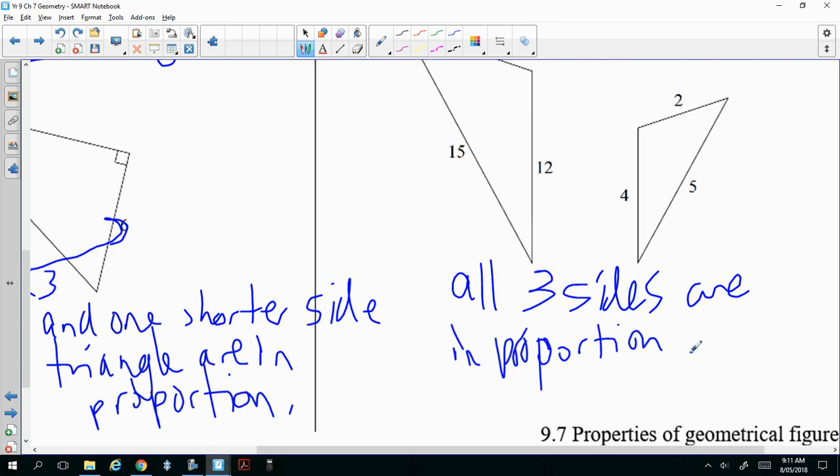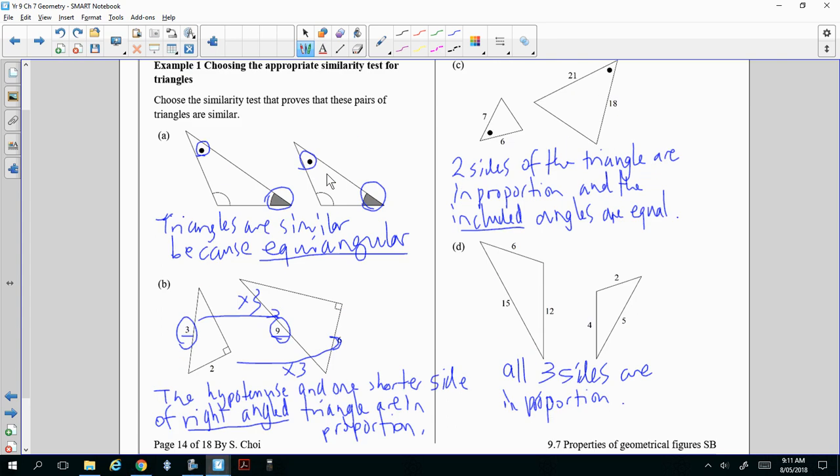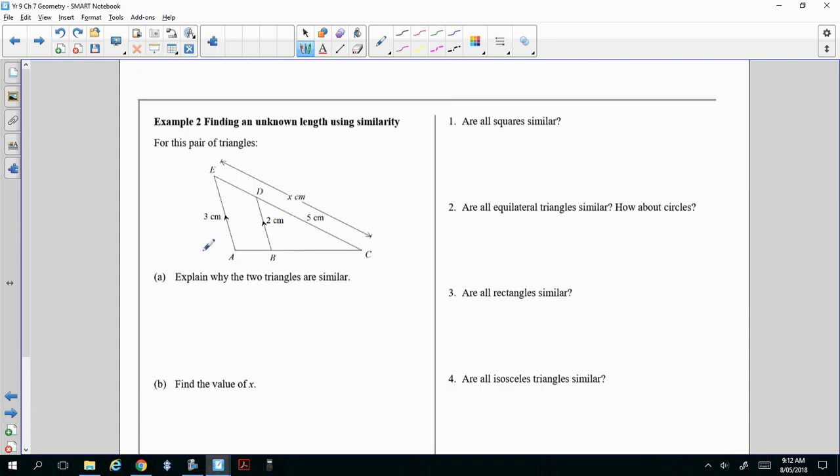All right, once we do this, we're going to go to the next page, which is the last page we're going to do today. We're going to do an example on how to find a missing side, and then we're going to look at some other questions about similar shapes. Okay, all right, example 2. Let's look at example 2.